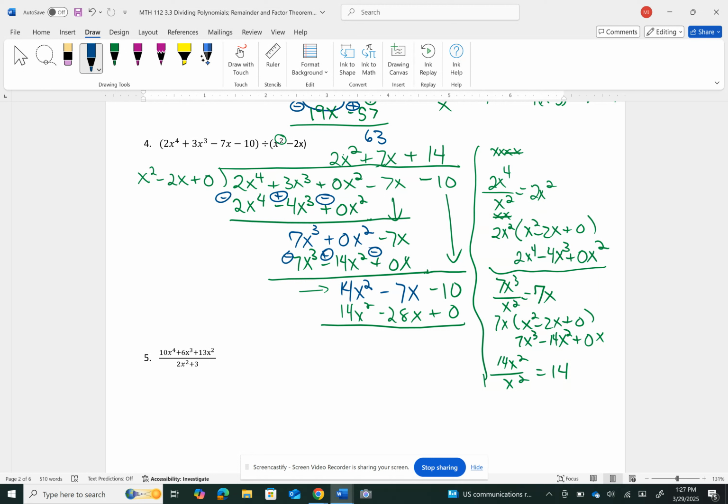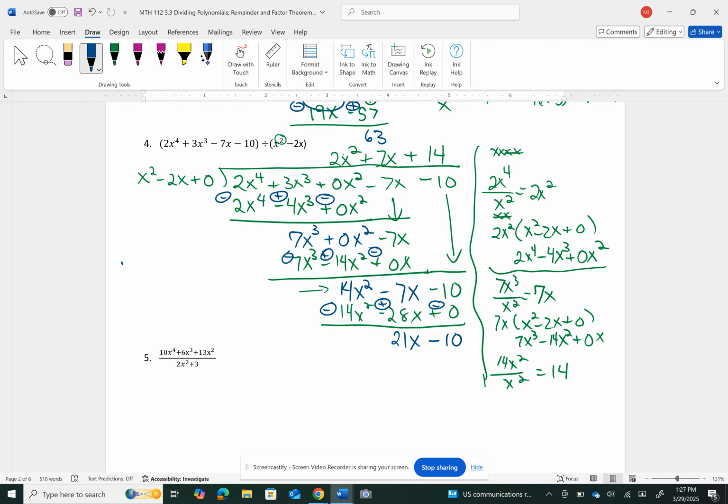So let me change those signs and subtract straight down, and I wind up with 21x minus 10. Now, even though that still has an x in it, do you see how it's 21x to the first power and you're dividing by something that's to the second power? So you're through. Now you're ready to just write your answer.